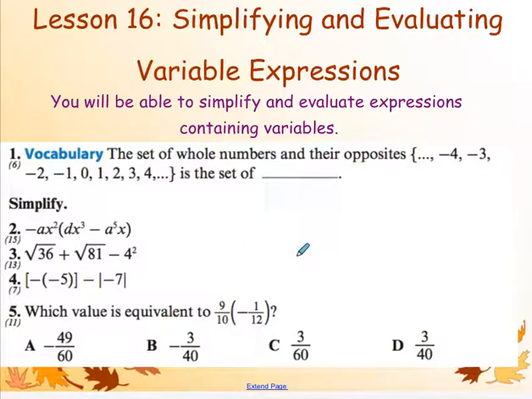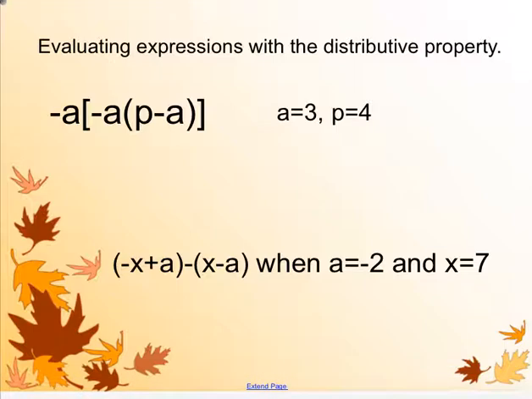In lesson 16, we are looking at variable expressions and how to simplify them. Basically, being able to take a formula and plug in numbers. Now, there are two ways to go about this. One, we could start out by distributing all of these variables and then plugging in the numbers that we know. So let's do that first.